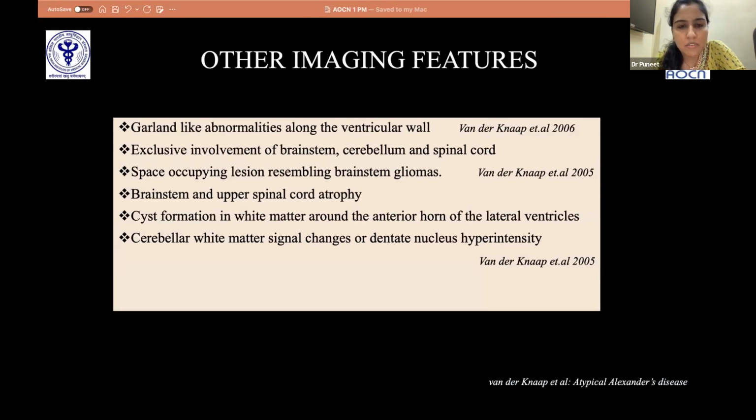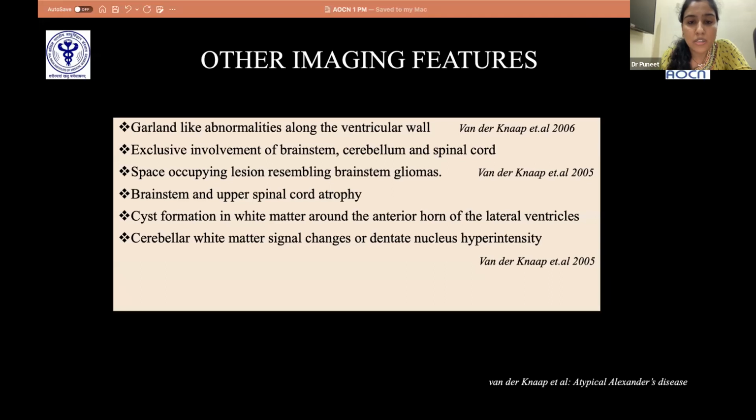So in 2005, Van der Knaap et al. found that in 10 patients who were genetically confirmed with GFAP mutation, the MRI findings were not strictly matching the criteria which was framed in 2001. So they added some other abnormalities which can be seen in Alexander disease. The first is ventricular garlands, that is garland-like abnormalities along the ventricular wall. Or there can be exclusive involvement of brainstem, cerebellum, and spinal cord. Sometimes space occupying lesions which resemble brainstem gliomas can also turn out to be Alexander disease.